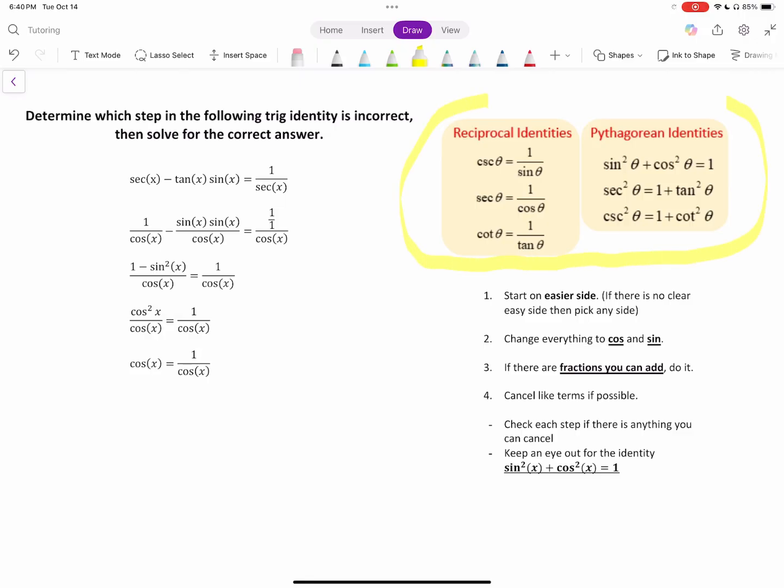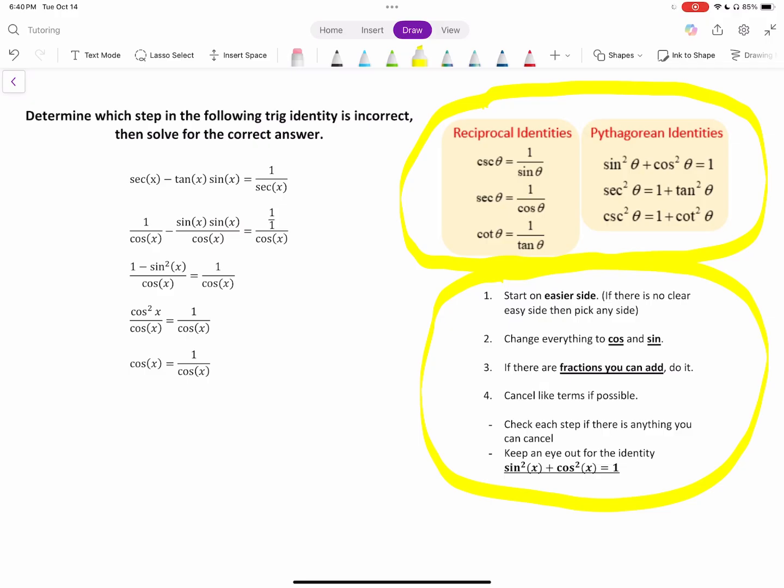which show our reciprocal and our Pythagorean identities. And underneath that, we have the 4 steps that I like to follow when doing trig identity problems. So the first step is to start on the easier side. So in this question, that would be starting on our right side. Step 2 is to change everything to cos and sine. Step 3 is that if there are fractions that we can add, then we're going to add them. And step 4 is to collect any like terms if possible.